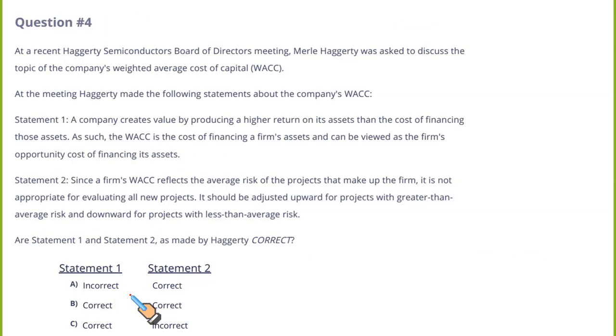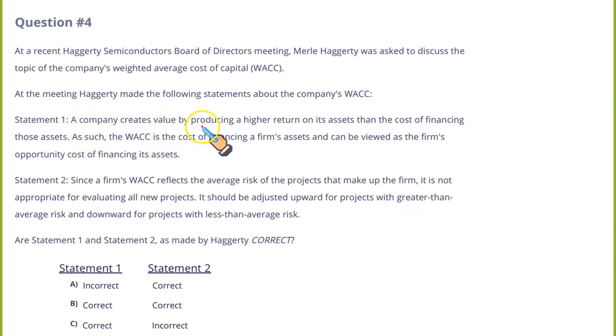Okay, question number 4, theoretical one. At a recent Haggerty Semiconductors Board of Directors meeting, Merle Haggerty was asked to discuss the topic of the company's weighted average cost of capital. At the meeting, Haggerty made the following statements about the company's WACC. Are these two statements correct or incorrect? Or which of these is correct or which of these is incorrect? Vice versa. Let's see. Statement 1.